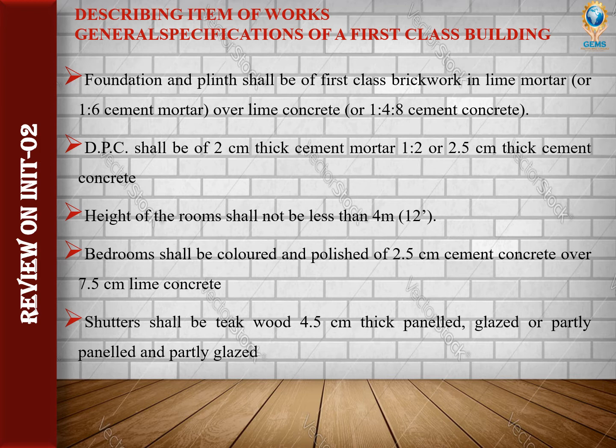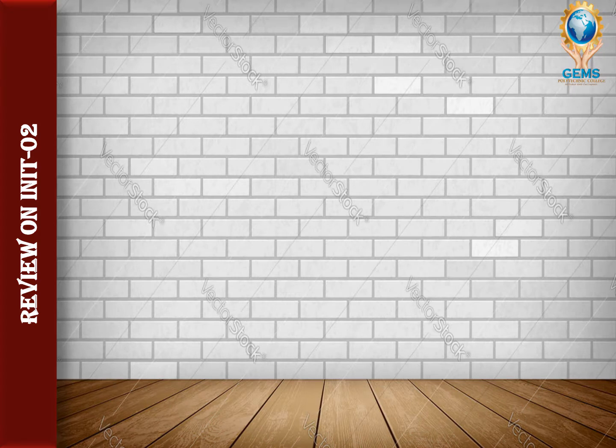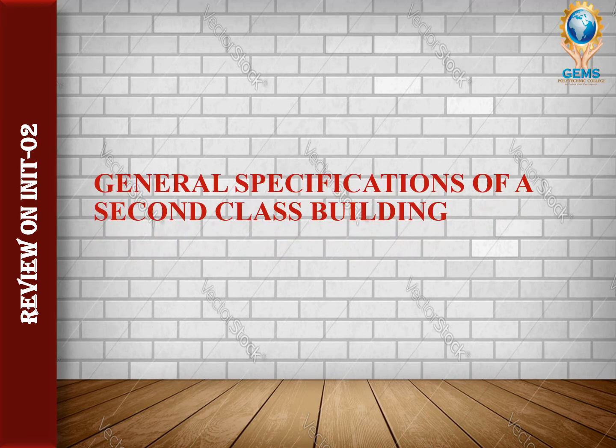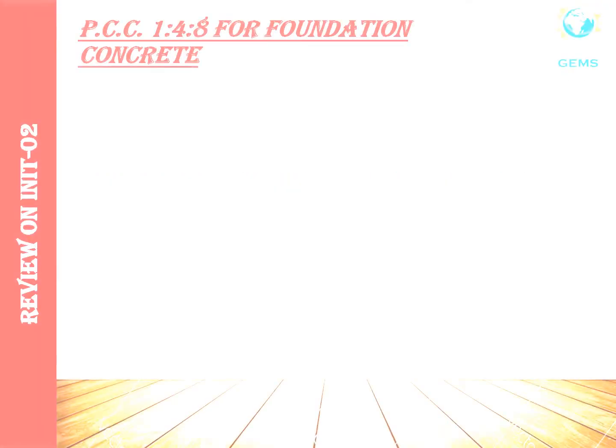It is nothing but, in the windows you can see, in the upper portion you will have wooden shutters, and in the lower portion you will have glazed glass shutters. That is called partly paneled and partly glazed windows. For everything you are doing, there will be proper specifications. So these are the specifications of a first class building. The second class building will differ slightly from the first class building, so you can check our notes.